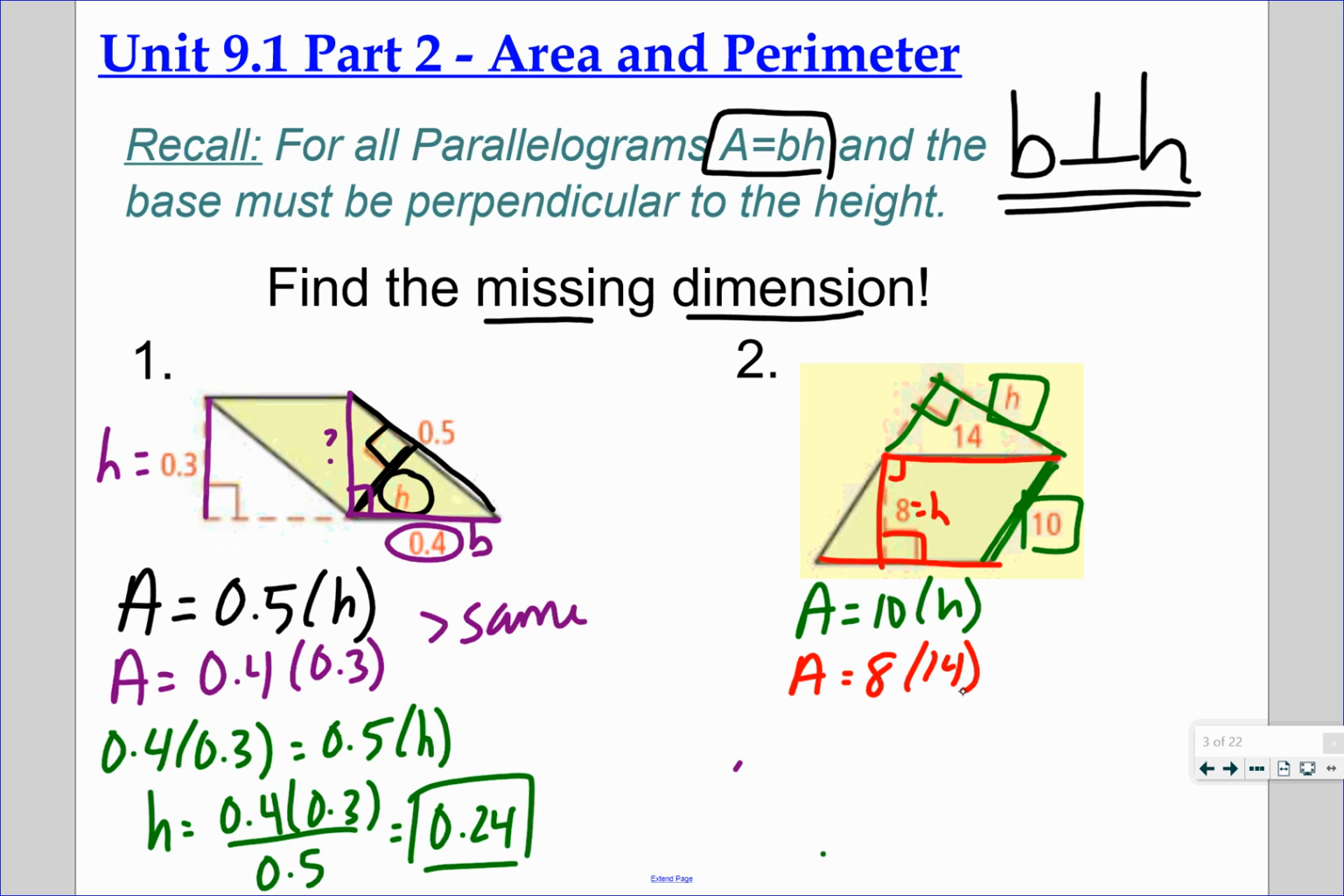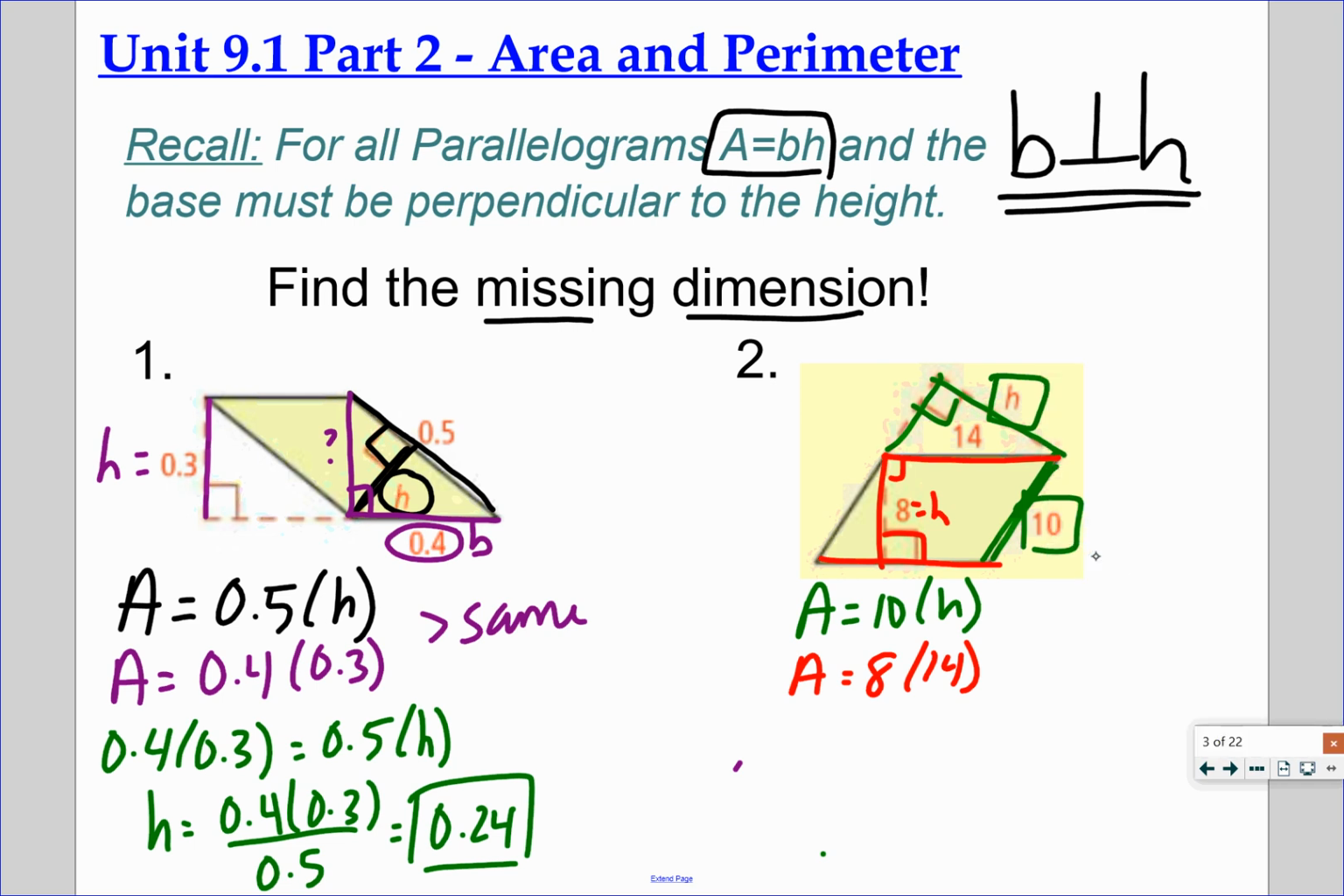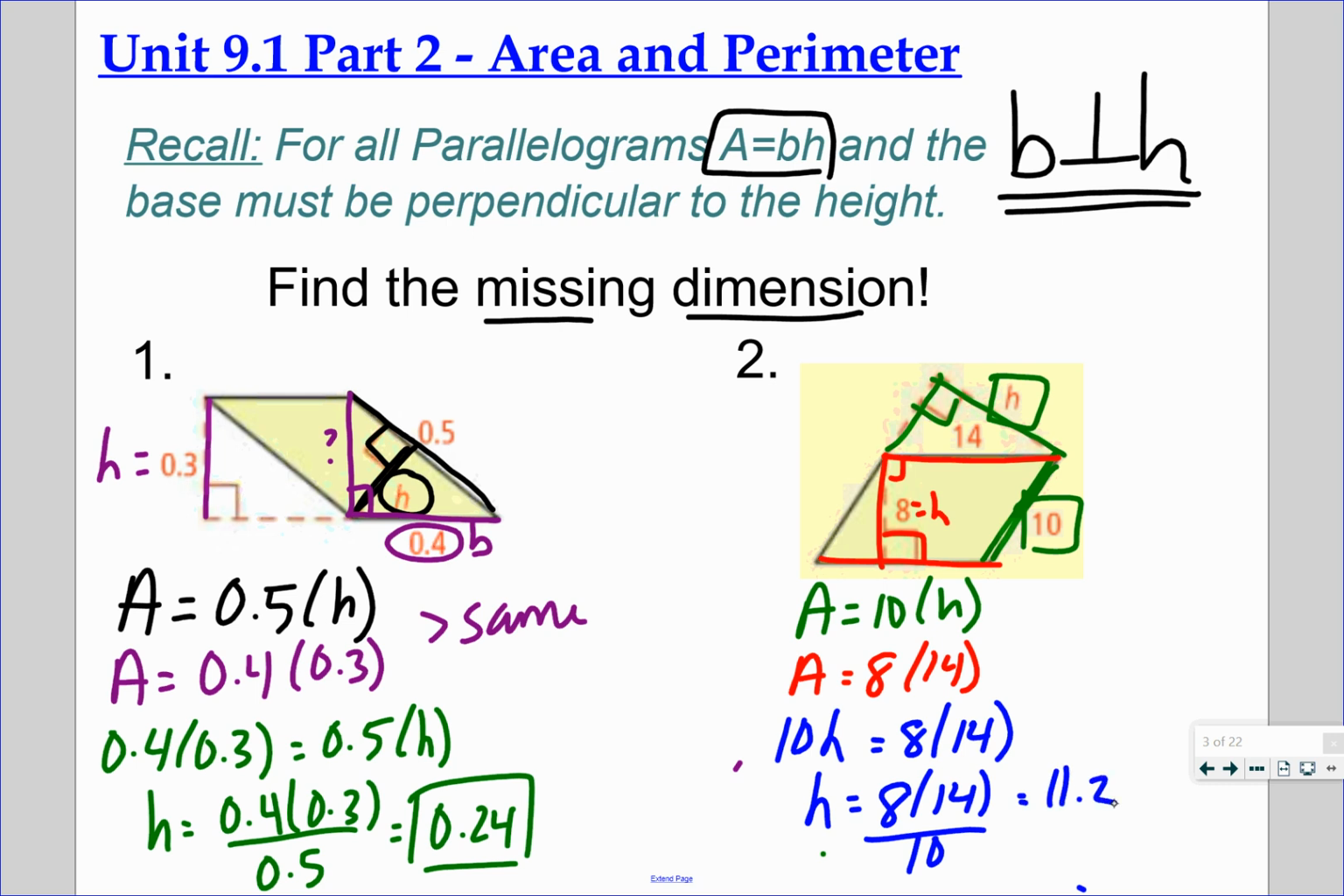And once again, these are the dimensions of the same parallelogram. So we can go ahead and say that the two formulas should be the same. We could say that 10h should equal 8 times 14. So then our missing dimension here would be 8 times 14, all divided by 10. And when you put that into your calculator, you get 8 times 14 is 112, so then you would get 11.2 units. Make sure you have that for number 2.